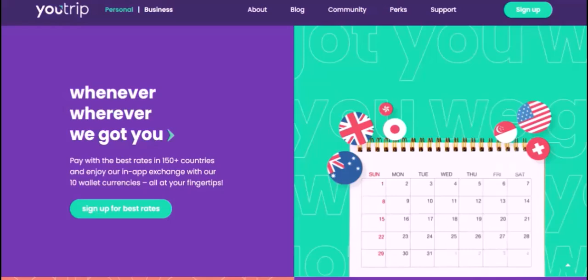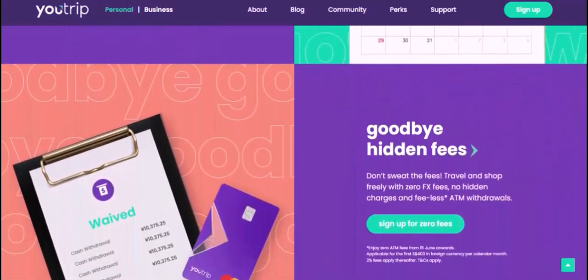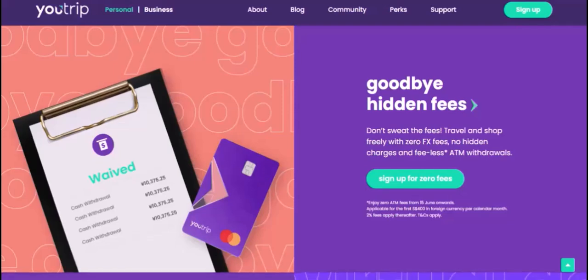You'll receive real-time notifications on your YouTrip app, showing you the exact amount deducted in both the local currency and your base currency. No hidden fees, no surprises. Just straightforward, transparent transactions. Let's address a common misconception.